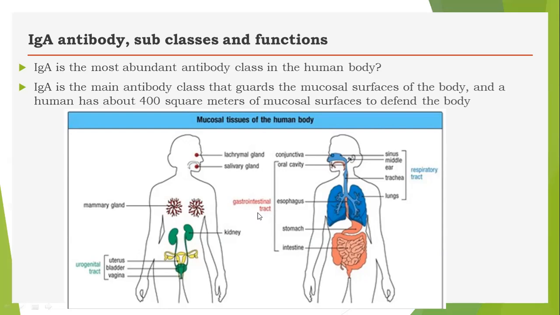So let's always remember: the most abundant antibody in the blood is IgG, and the most abundant antibody in the body is IgA. And I've given the reason why. This is because IgA lines all the mucosal surfaces of the body, which range to about 400 square kilometers of mucosal surface. And therefore, IgA immunoglobulins are even referred to as defenders of the mucosal surfaces. Okay? Very, very important distinction to make.